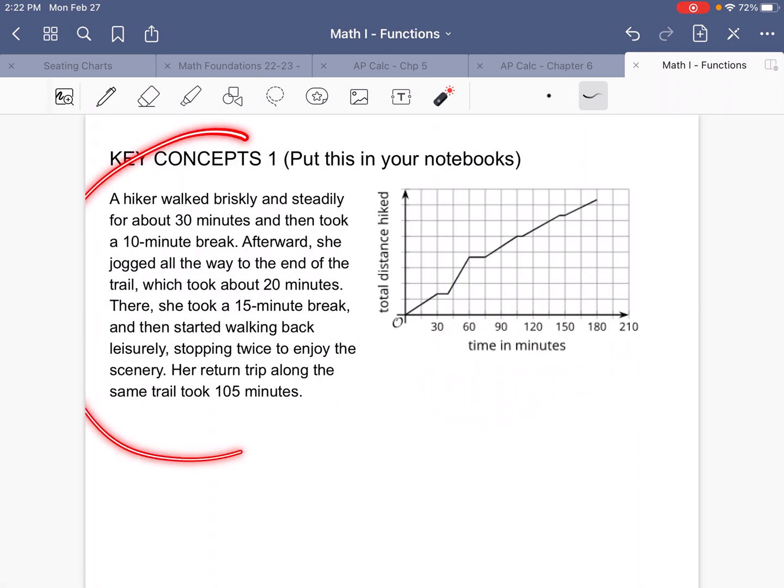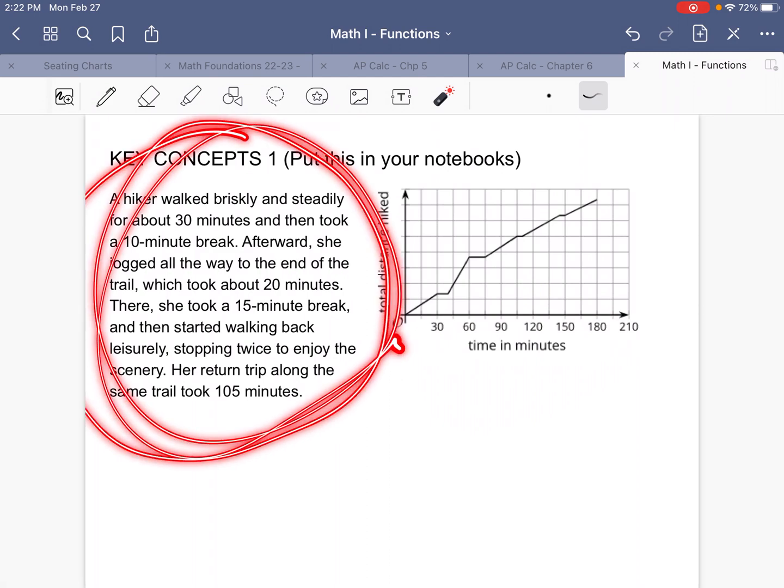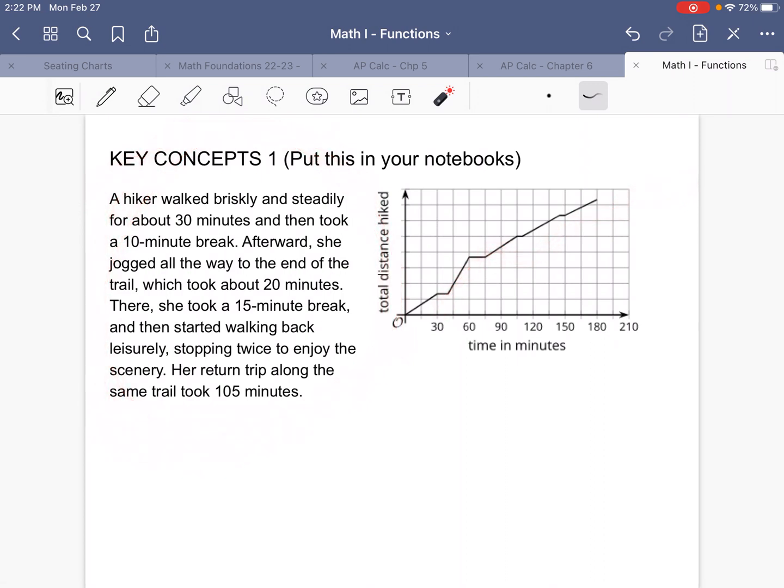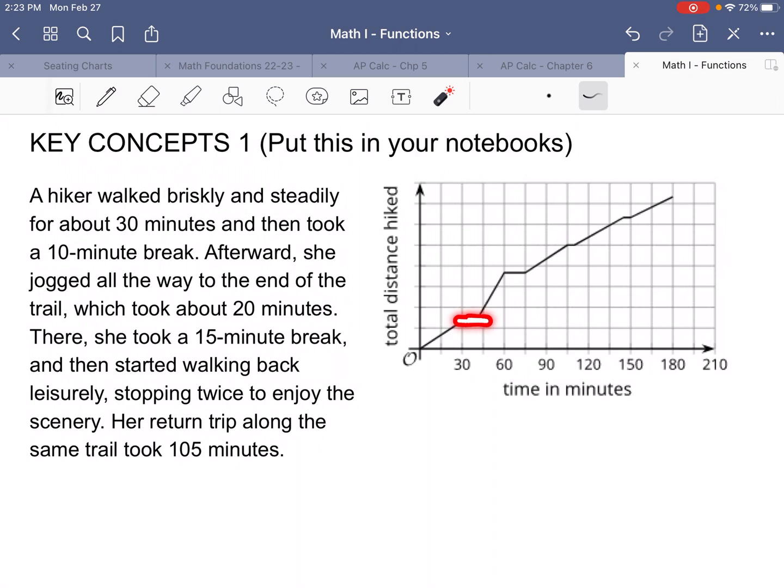And if we'll read through the description here together, and we'll take a look at the key features along the way so that we can see what they look like on the graph. So a hiker walked briskly and steadily for about 30 minutes, so up to about 30 minutes. Her distance is increasing pretty steadily. And then she took a 10-minute break. Well, if she took a break, she's not hiking anymore. And, oh, look, it's flat right there.